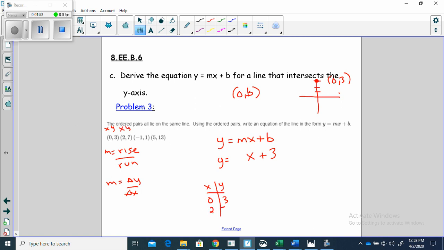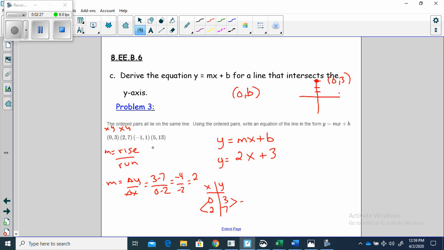It's at 2, 7. If I look at this, the difference in these, 3 minus 7, that would be your change in y, over your x, which is 0 minus 2. 3 minus 7 would give me negative 4. 0 minus 2 would give me negative 2. Negative 4 divided by negative 2 would give me positive 2. Y is equal to 2x plus 3.